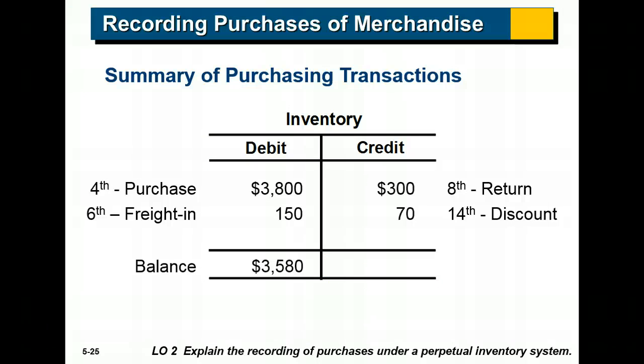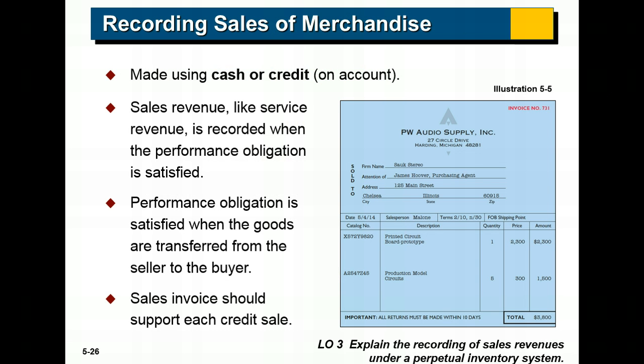How do we record these? If we have a T account, we're going to show that we initially purchased it on the 4th for $3,800. On the 8th, we're going to show that $300 return, crediting our inventory. Then on the 6th, the 4th is the purchase, the 6th is the cost of the freight. We increase our inventory. We return some goods, that's a credit on the 8th. And then when we pay it, we get to credit the discount. All of it shows up in our inventory account.